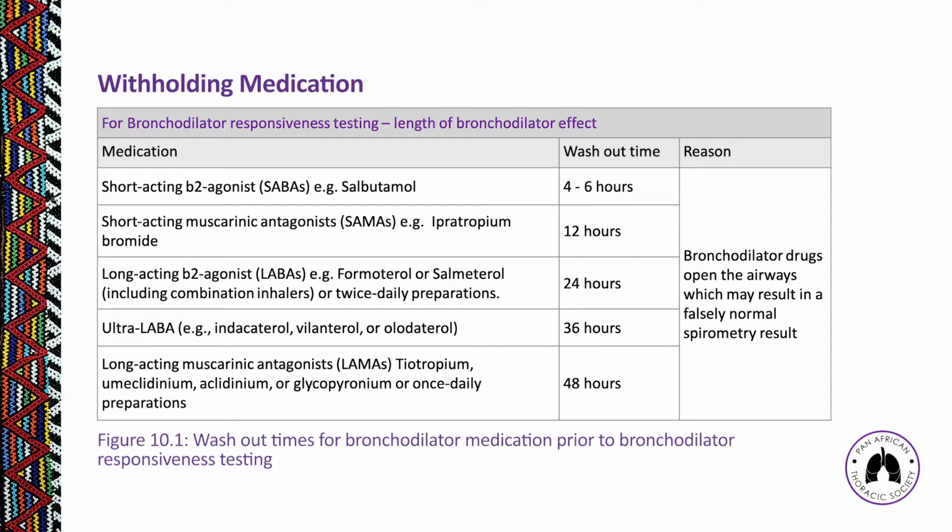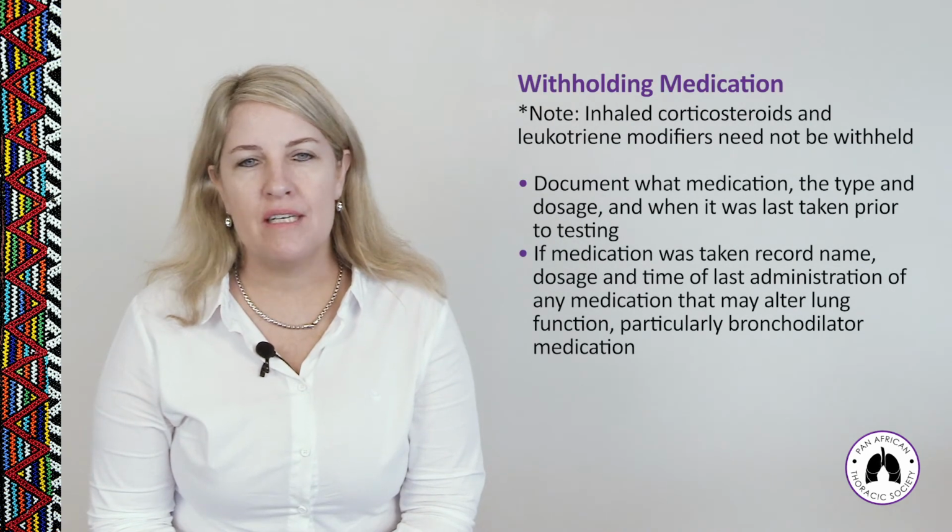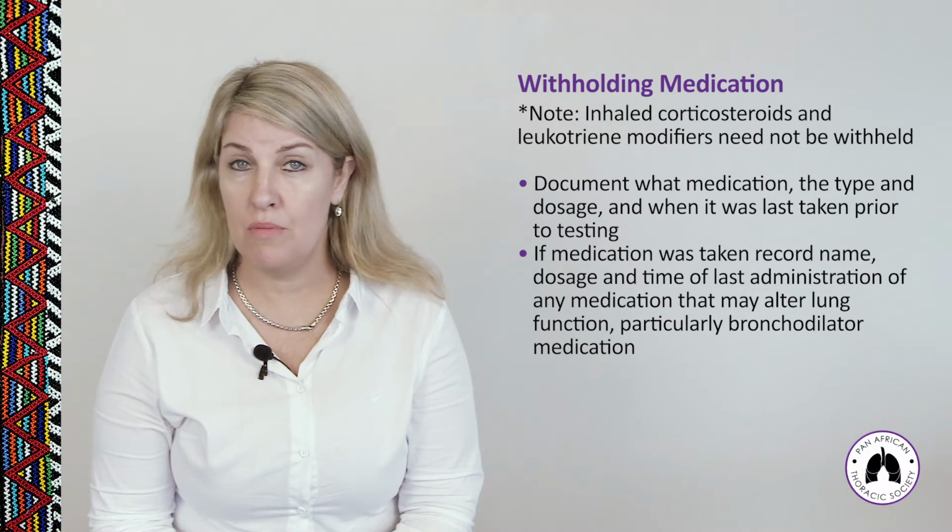Long-acting beta-2 agonists, so for example, formoterol, salmeterol, including the combination inhalers, or twice daily preparations, those you need a 24-hour washout time. Ultra-LABAs, so those are things like indacaterol, vilanterol, olodaterol, all of those 36 hours. And lastly, long-acting muscarinic antagonists, for example, tiotropium, umeclidinium, aclidinium, or glycopyrronium, or once daily preparations. That was quite a mouthful. And please note that inhaled corticosteroids and leukotriene modifiers need not be withheld.